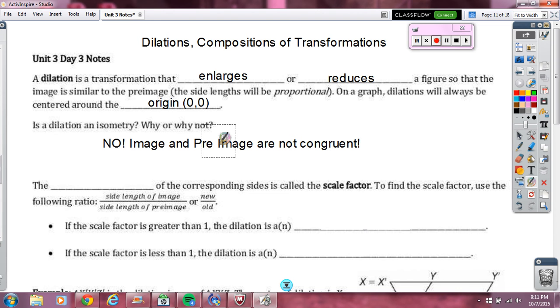One way that we describe dilations is by using the ratio of the corresponding sides. That's called the scale factor. So when you're finding the scale factor, you're comparing the size of the new image to the old image. So you would have, as a fraction, I know, fractions, but you would have a fraction that has the side length of the image, or the new shape, on the top, and the side length of the pre-image, or the old shape, on the bottom.